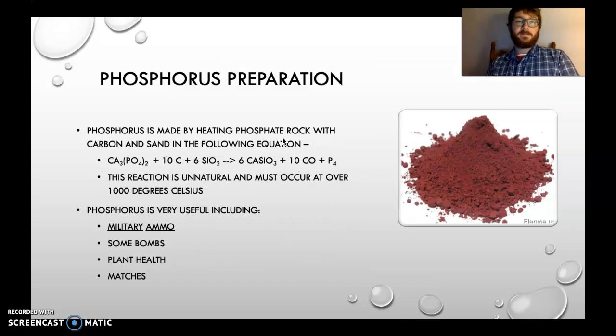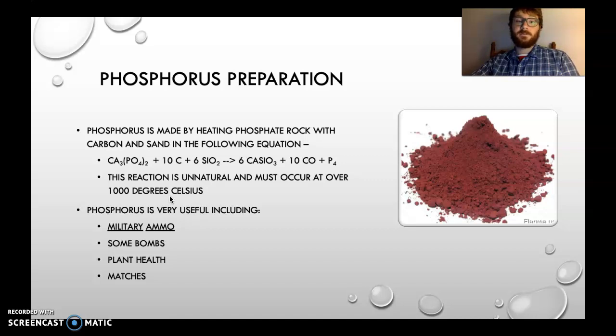To prepare phosphorus, it is made by heating phosphate rock with carbon and sand. And so here we have carbon and sand with this phosphate rock, and it creates this white phosphorus. The reaction is unnatural, must be made at 1,000 degrees Celsius. So obviously our uses of phosphorus haven't been in development for a very long time, because humankind just really learned how to make 1,000 degrees Celsius, I would say maybe 200 years ago.